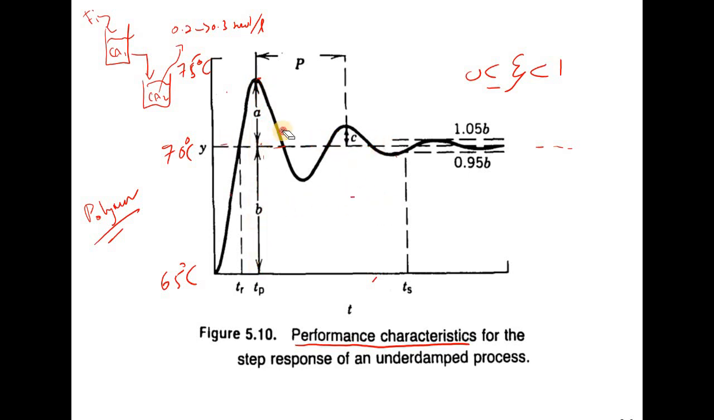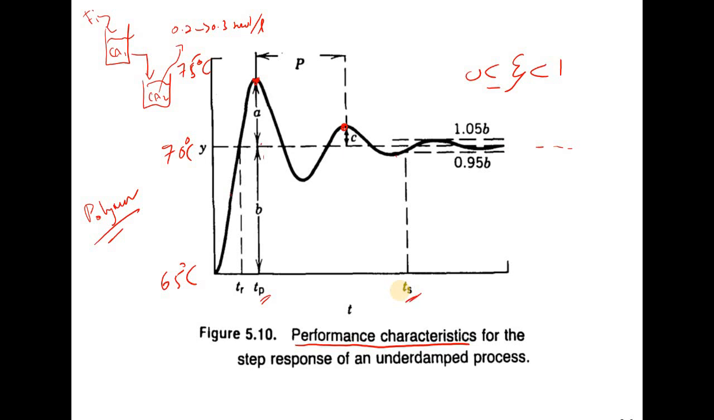Let's go to the next. We already know what the time period is: the time between two successive peaks, so that is easy. What else do we have? We have the peak time, which is the time to reach the first peak. So this is my first peak, and that's the peak time. I think this is easy as well. I think we finished all of them.